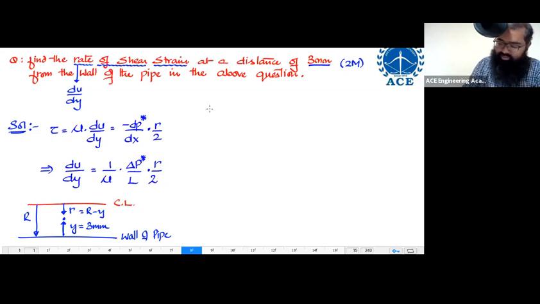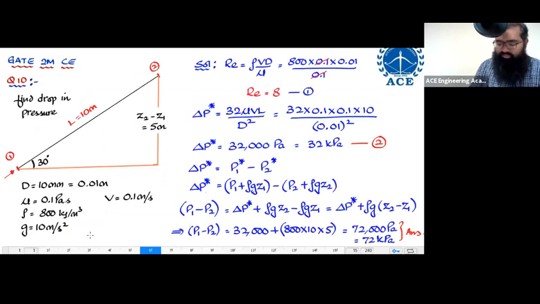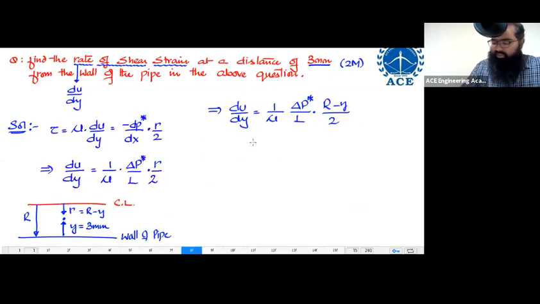I can say that this implies the value of du upon dy is equal to 1 by mu, delta p star divided by L, multiplied to capital R minus y, divided by 2. In place of small r, I'm writing capital R minus y. Chaliye. Now you have everything ready with you over here. Put in the numbers now.